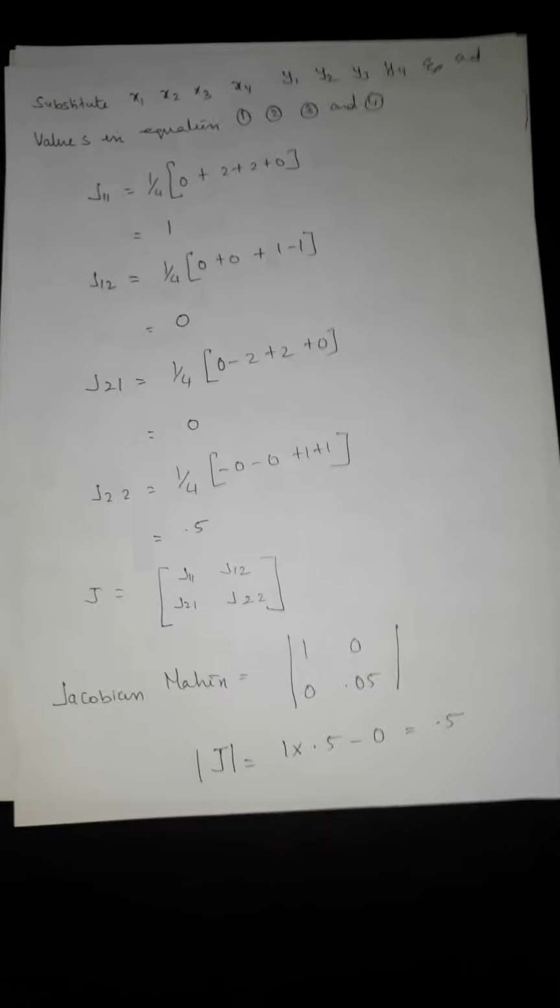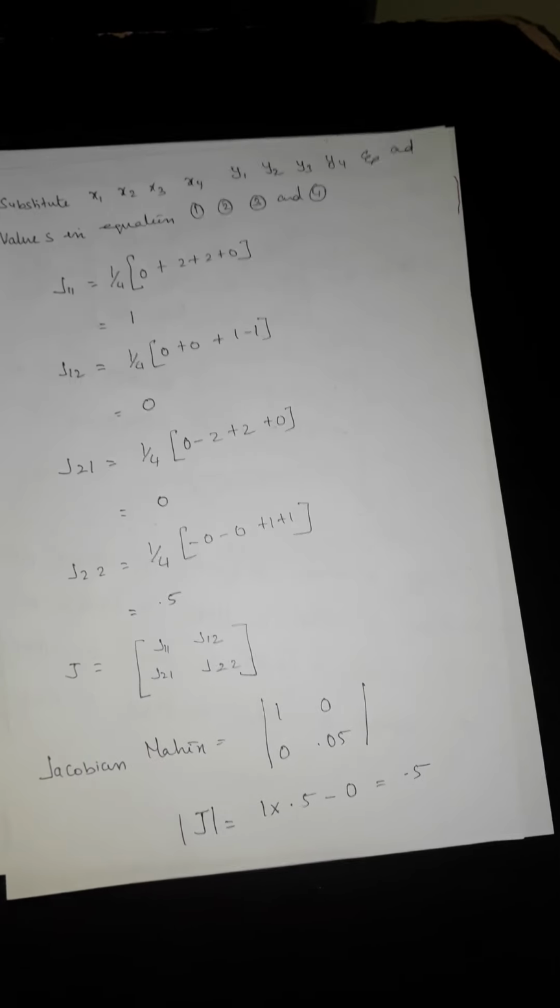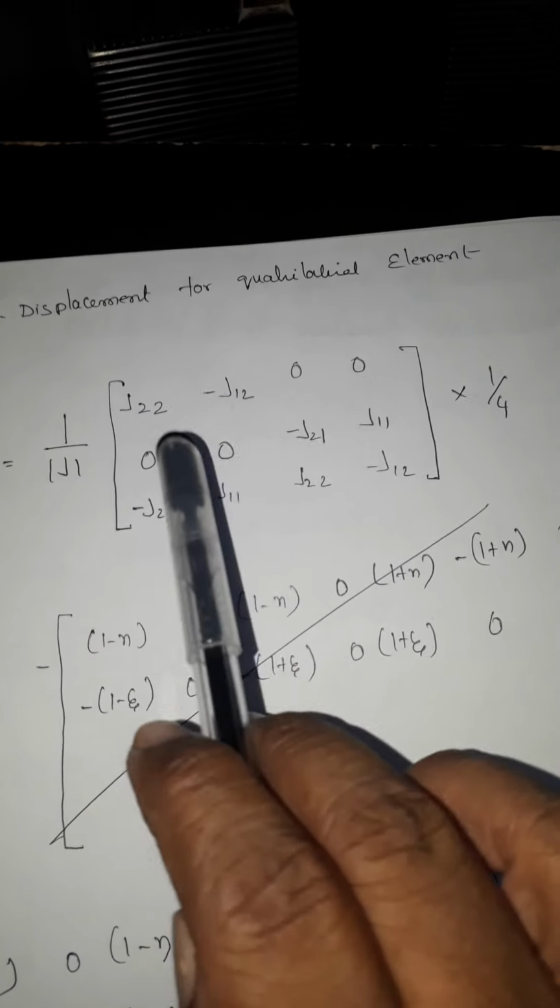Now we have to find the determinant. Why do we have to find the determinant? The strain displacement matrix has the factor 1 by determinant of J. So to substitute that, we have to find this value. I got 1 by determinant of J. You know J22, J12, so substitute these values. Be very careful, see how big it is. This 1 by J matrix, into 1 by 4 into this whole thing, represents B, the strain displacement matrix.